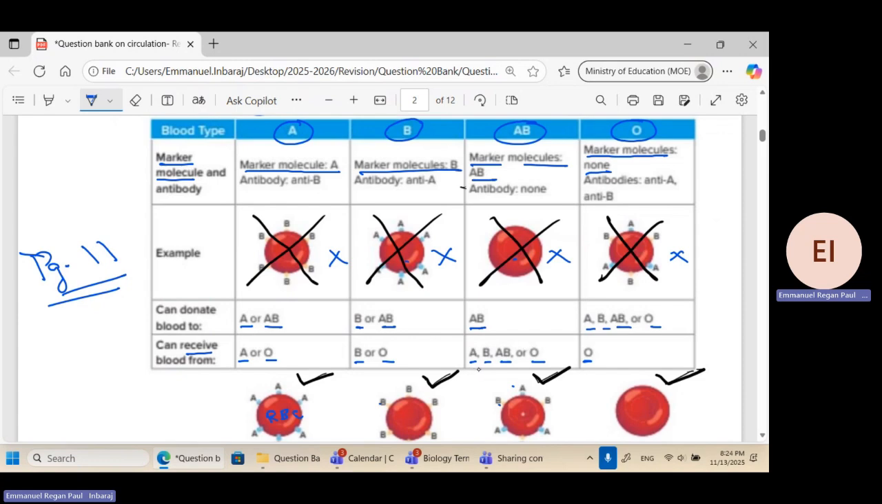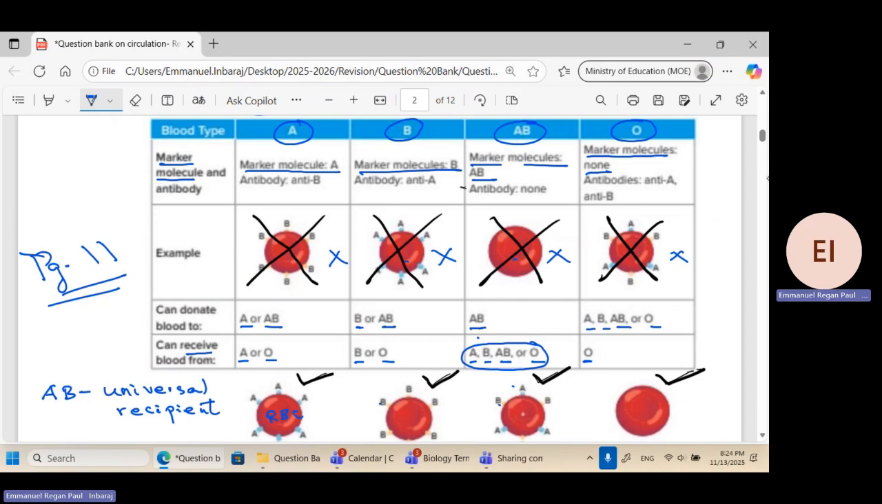So what can we see from here? From here, you should know that the blood type AB is called the universal recipient. Universal recipient. What is the meaning? They can receive blood from all the 4 blood types. We look at this. They can receive blood from A, B, AB, or O.